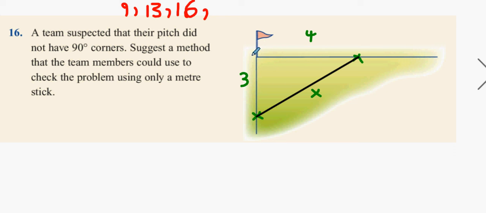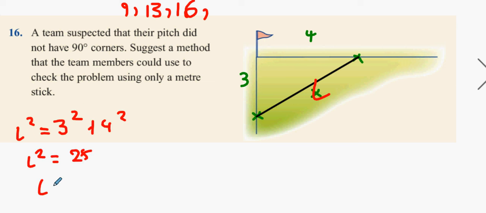Oh, sorry, I've already used too many x's. Call it L. L squared equals 3 squared plus 4 squared, and if it's truly a right angled triangle, L squared will equal 25 and L equals 5. So you measure that using your meter stick, and if it's 5 meters, it's a 90-degree angle. If it's not 5 meters, then it's not a 90-degree angle. Does that make sense? Charlie?